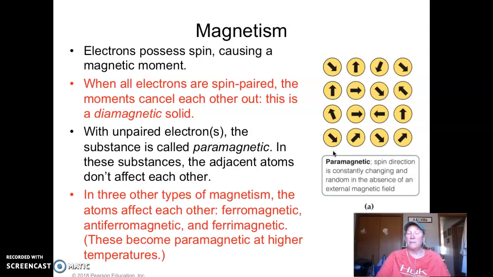There's ferromagnetism, and that's going to be with iron. There's anti-ferromagnetism. So if they're magnetic and they're not iron. And then there's ferrimagnetism, which is a different type of paramagnet. It happens at a much higher temperature.